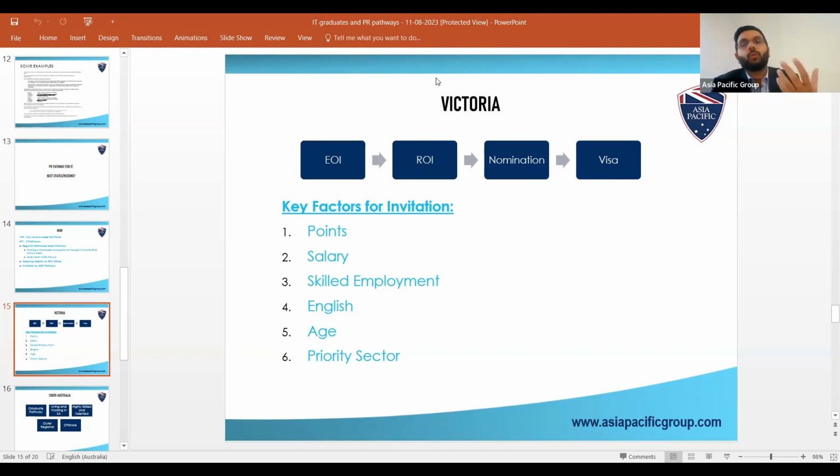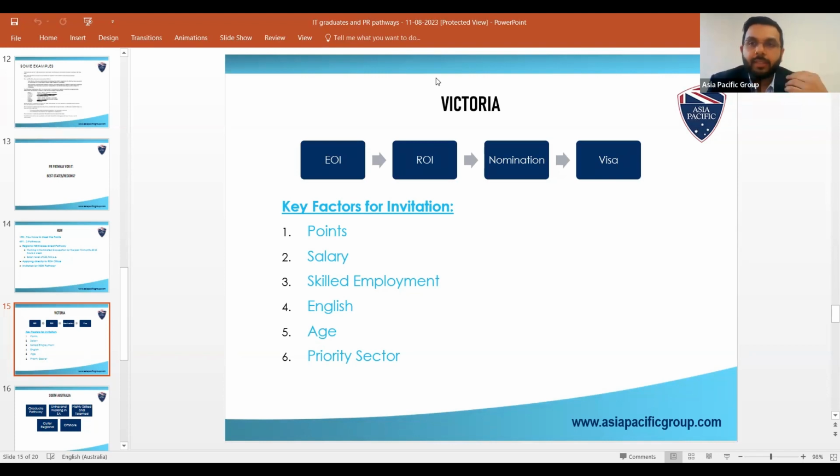One of the key factors you should note are points, salary, and skilled employment, whether you work in your own field or not. Even if you're working in any other field, make sure it's level 1 to 3. Most occupations are in level 1 to 3, but that's also important. Now, English is obviously an important factor for them as well, then age, and then the priority sector, whether you're working in the high-tech sector or not, and whether you're working in the green sector or not.